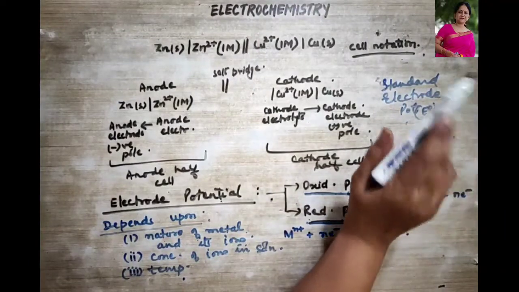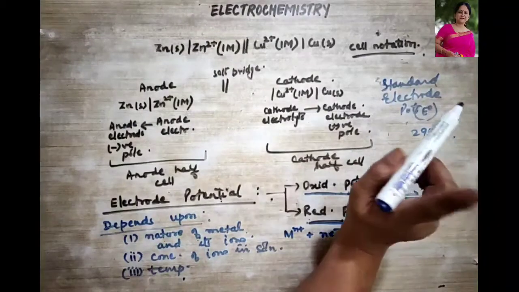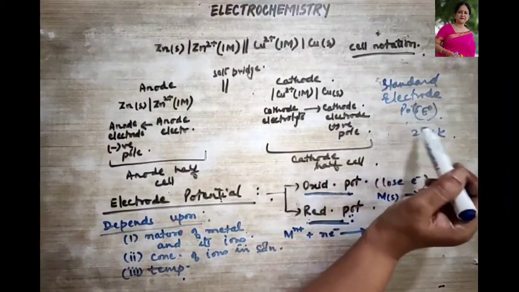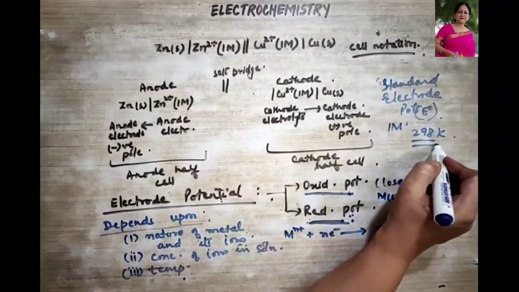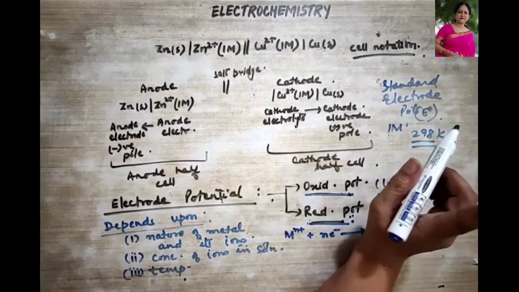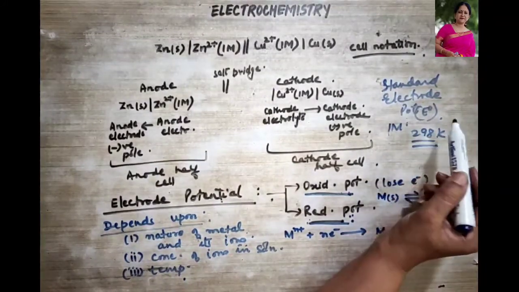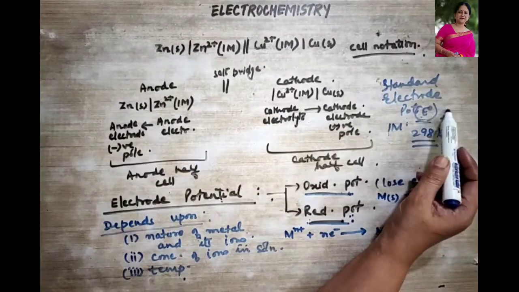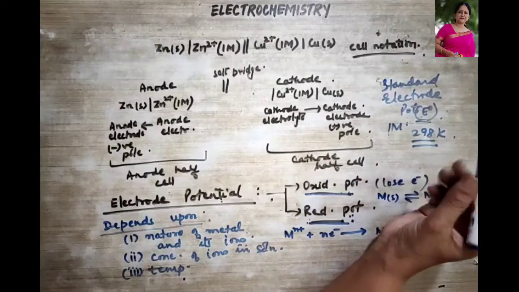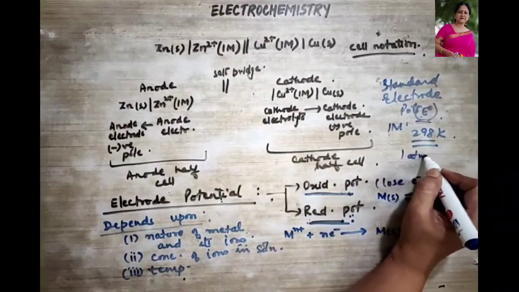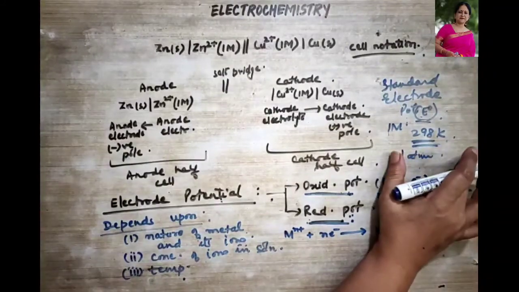What did I say? If in the half cell the metal rod is suspended in its 1 molar solution where the temperature maintained is 298 Kelvin, then the electrode potential is said to be standard electrode potential and it is expressed as E naught. If the gas is involved, then the standard condition chosen will be how much? 1 atmosphere pressure with 298 Kelvin, right?